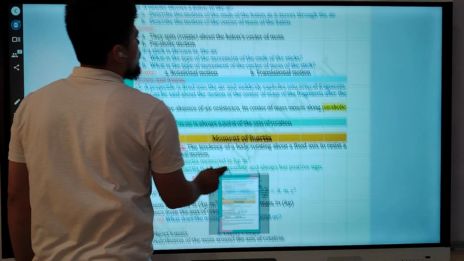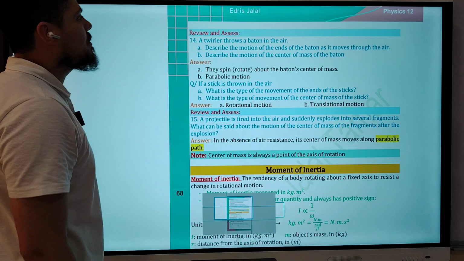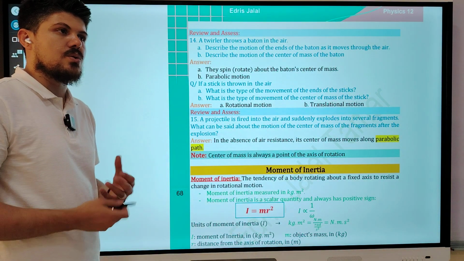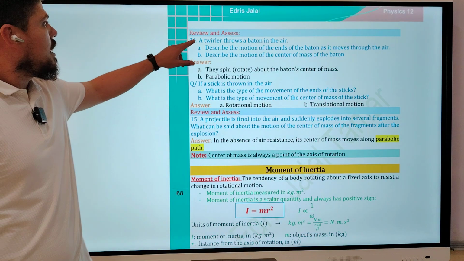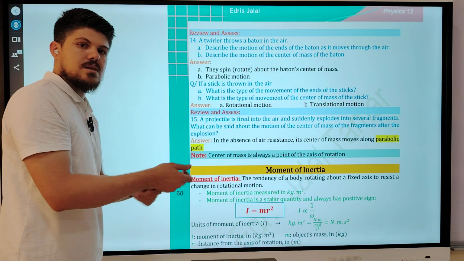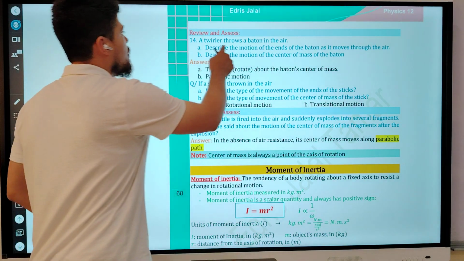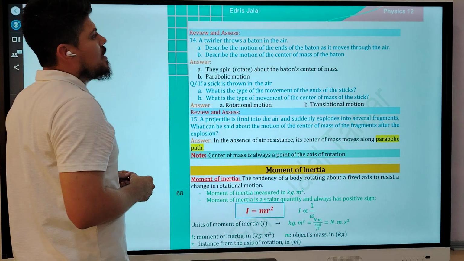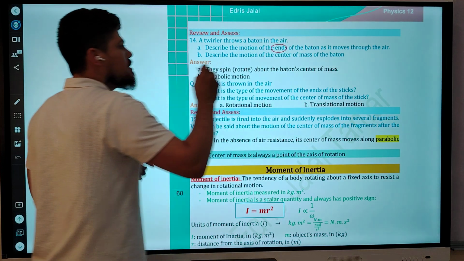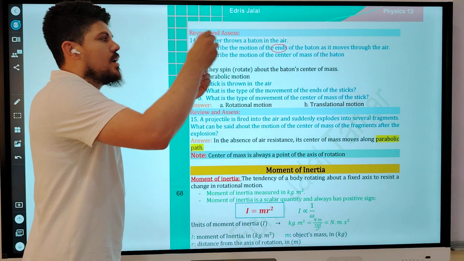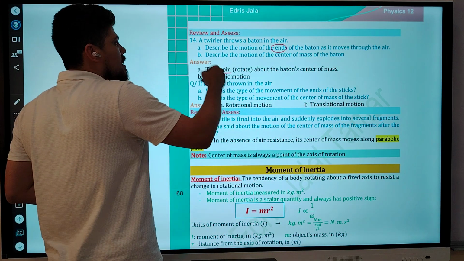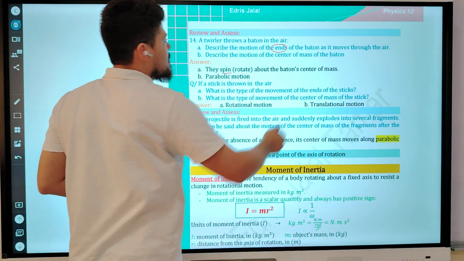We have some questions related to point mass and rotational motion when we throw a stick or an object into the air. A twirler throws a baton in the air, such as throwing this pen. Describe the motion of the ends. As you know, the ends spin or rotate about the baton's center of mass.